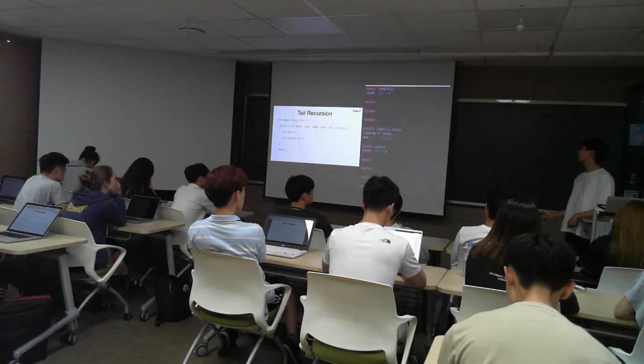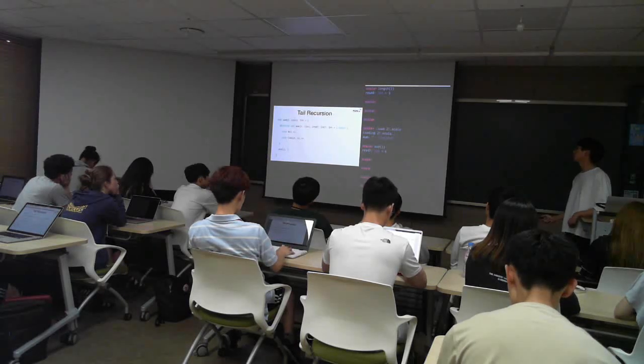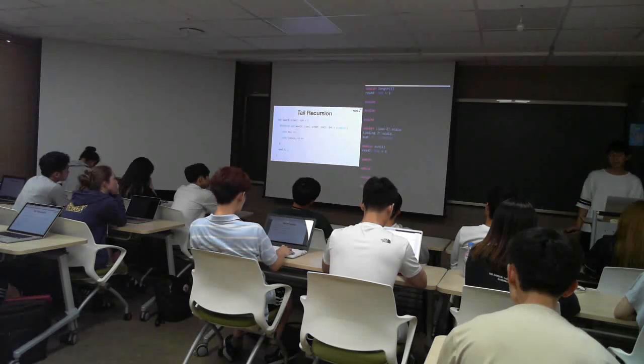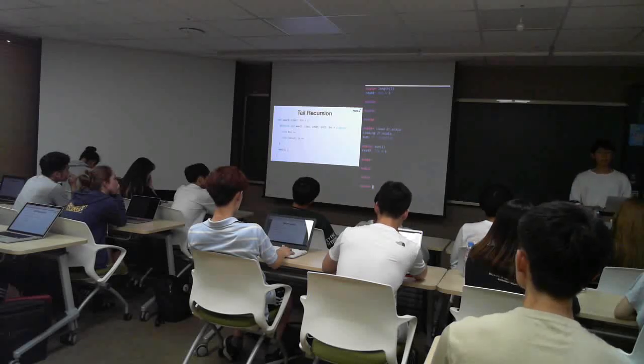So we converted sum to a tail recursive version correctly. L is the list of 1, 2, and 3, and sum L returns 6.